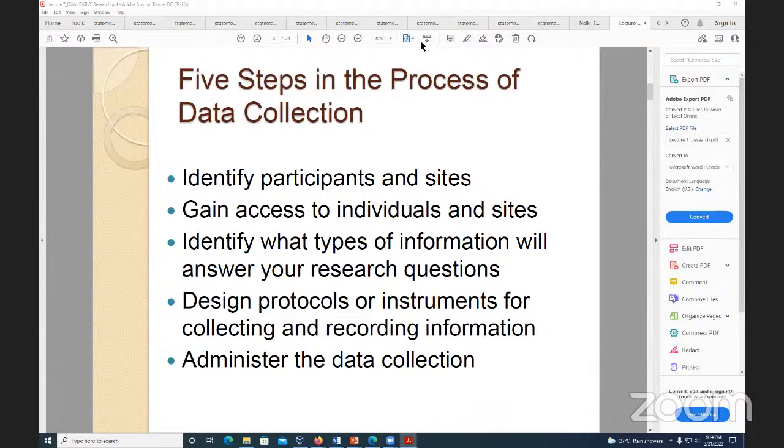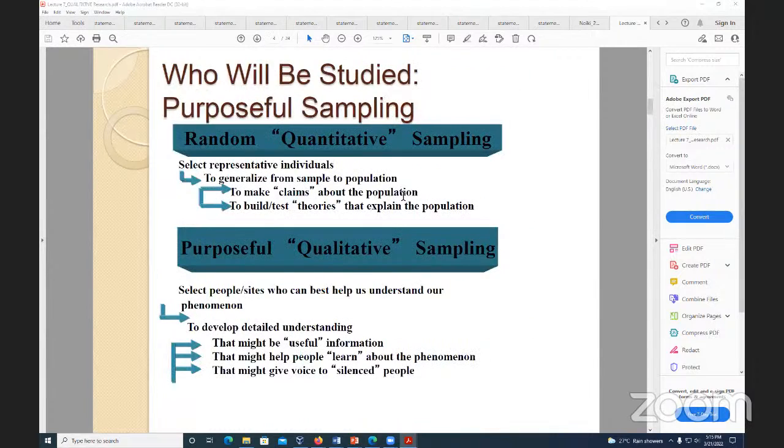You need to figure out what types of information you're going to get to answer your research question. For every research question, you need to make sure you get information for all of the research questions. You need to design instruments. Remember, an instrument includes a set of interview questions. Or if you're doing observations, the steps that you take in the observations are also an instrument. And then you're going to administer the data collection itself.